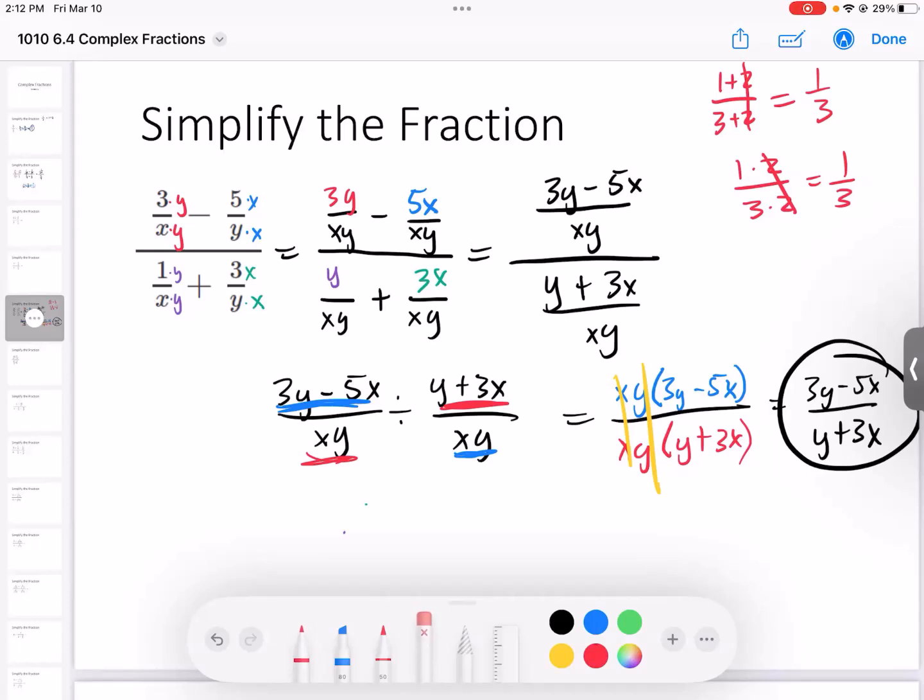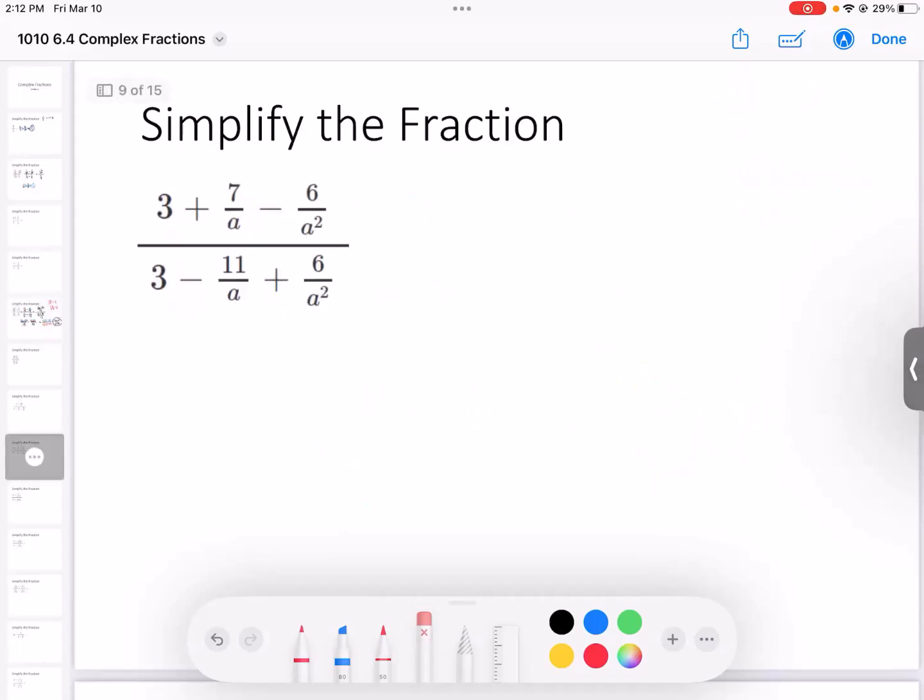Okay. Let's try this one. On this one, what do you guys think our first step would be? Perfect. Yep. So we need to get common denominators in both the top and the bottom, because right now we have 3 different fractions in the top and 3 different fractions in the bottom. And before we can divide the top and the bottom, we have to have a single fraction. So in the top, what would our common denominator be for those 3 fractions?